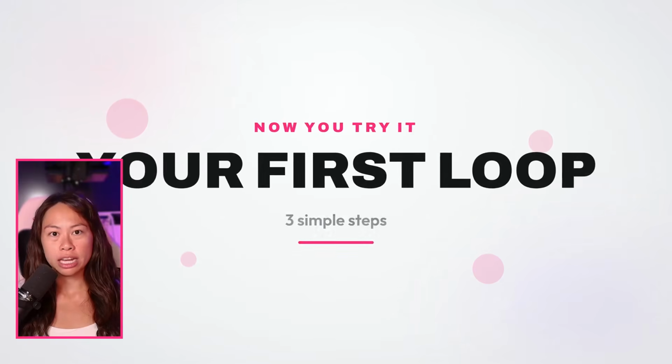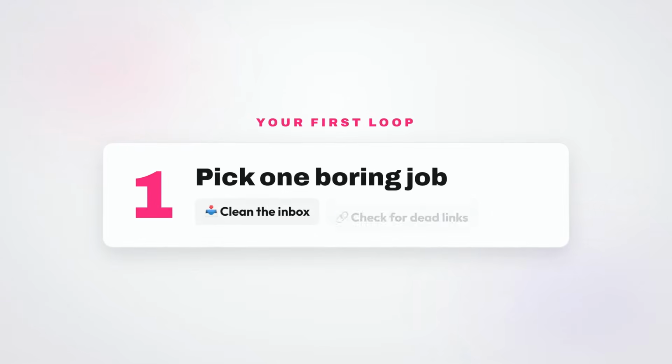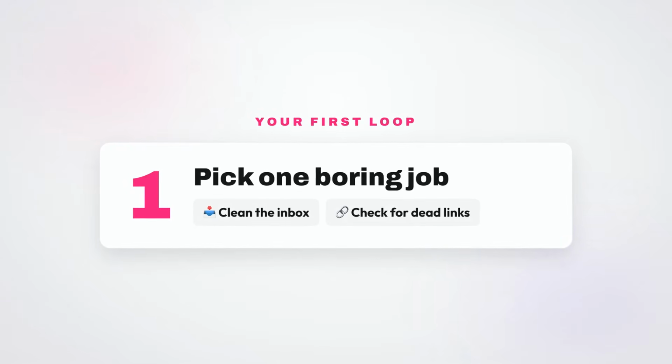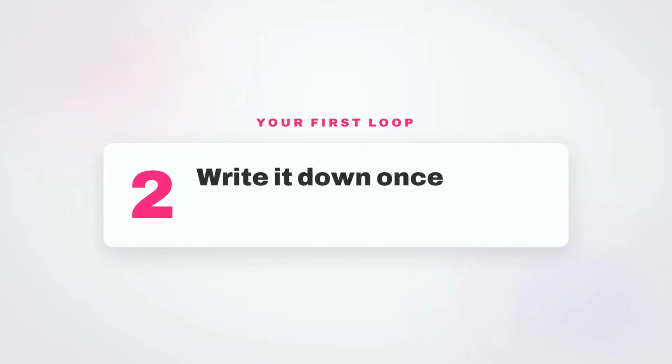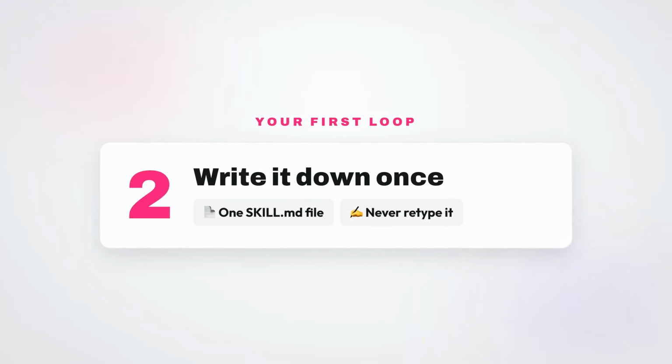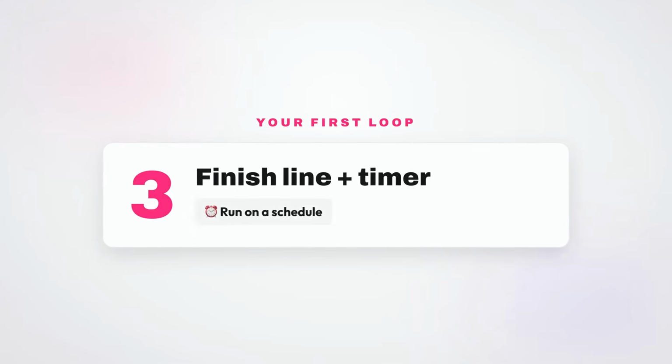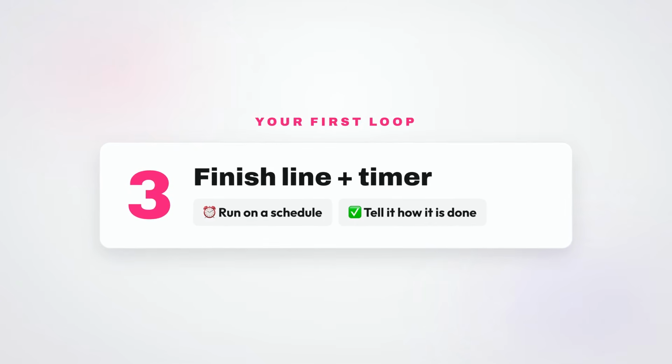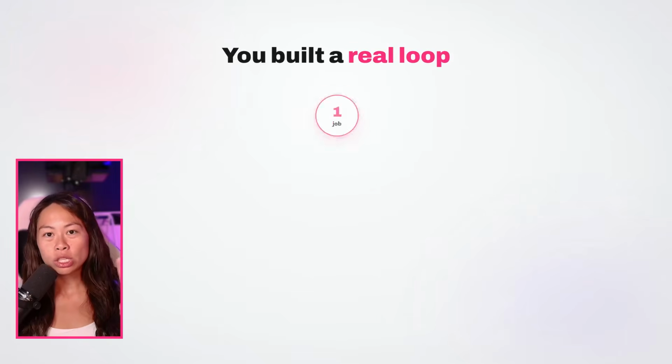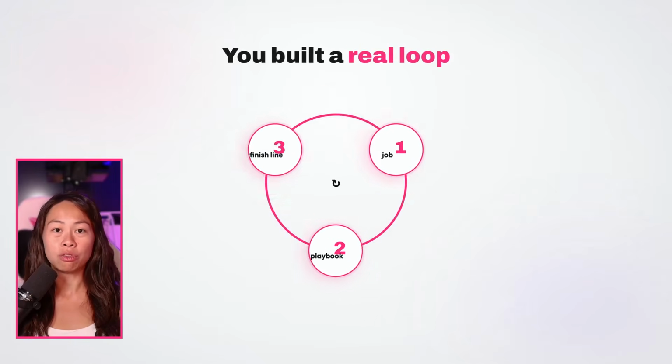So here's how to start today, the simple version. 3 steps. Step 1, pick one small, boring job you repeat. For example, cleaning your inbox, checking your website for dead links, whatever. Keep it tiny and low risk. Step 2, write the steps down once in a single file so you never retype them. This is your playbook. Step 3, give it a finish line and a timer. Tell your AI agent how to know it's done and set it to run on a schedule. This is your heartbeat and your check. Do those 3 things and you've built your first loop.